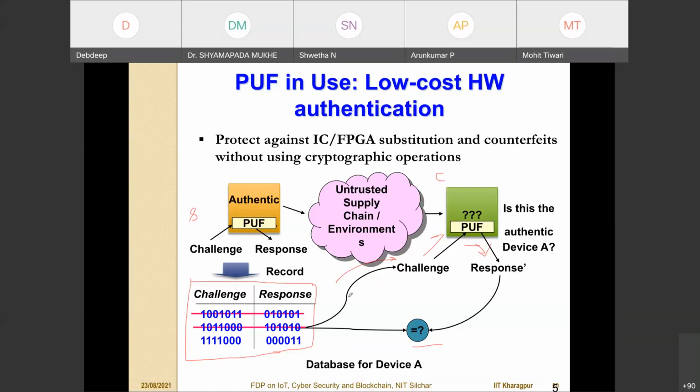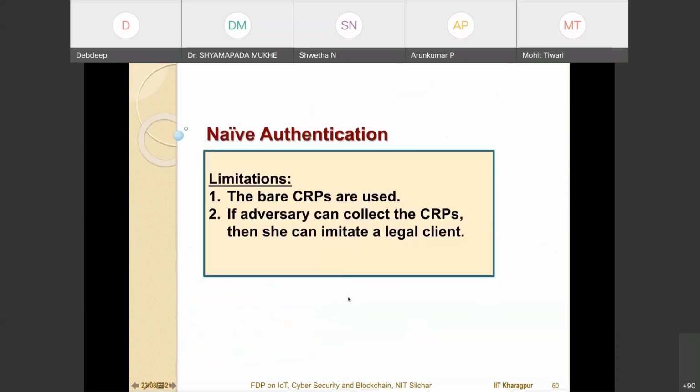Okay. So these kinds of PUFs are typically called strong PUFs, where the PUF has a very large challenge space. Typically it's 64 bits or more, which means there are 2 to the power of 64 possible challenges, and still the PUF is resistant against model building or machine learning. But there is a problem in this naive authentication.